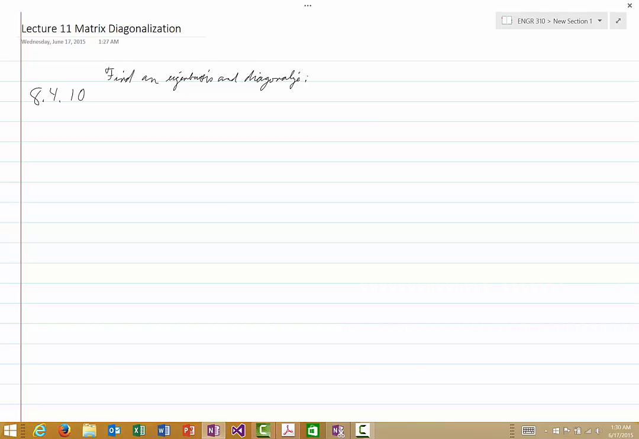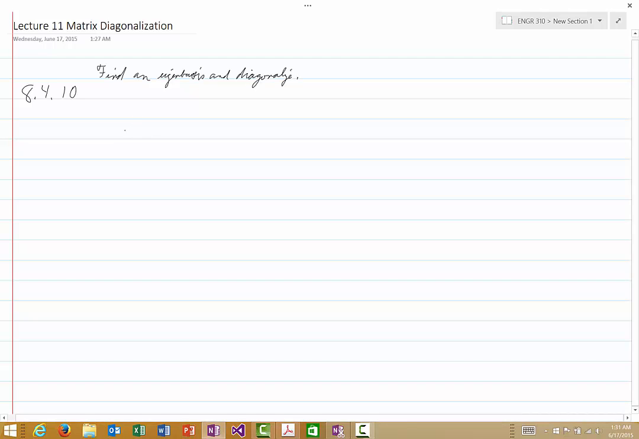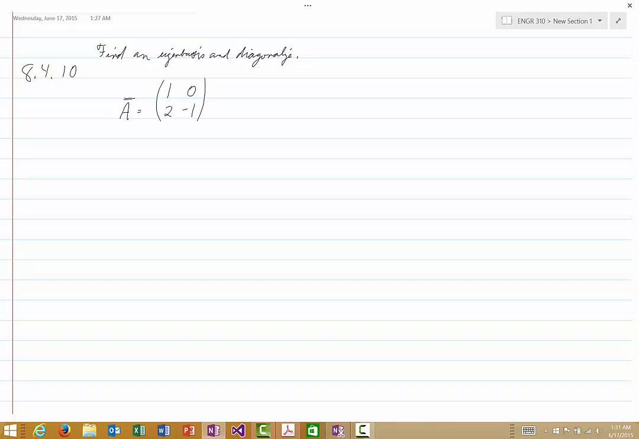In problem 10, the matrix that we're interested in, we'll just give it a name. We'll call it A. And the matrix they want us to consider in that case is 1, 0, 2, negative 1. Now, the first part of what we want to do is to find all the eigenvalues and eigenvectors of A. So let's look at the eigenvalues first.